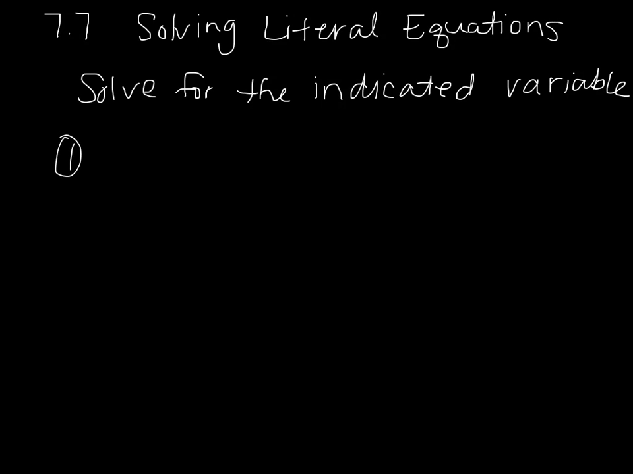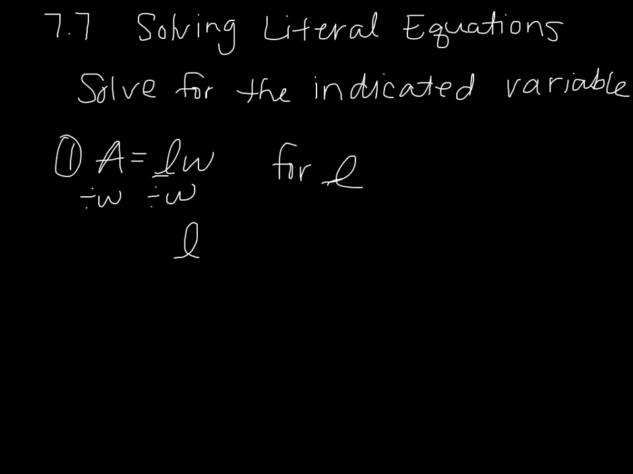Okay, here's our first problem we're going to do. It is A equals LW, or area equals the length times the width, and we want to solve for L. So that means we want to get this to say L equals. We want to get L on one side of the equal sign by itself. I've got L on this side, so I need to get rid of the W. Right now they're multiplying, so I need to divide both sides by W. What I would get is L equals, so we already accomplished that, A over W.